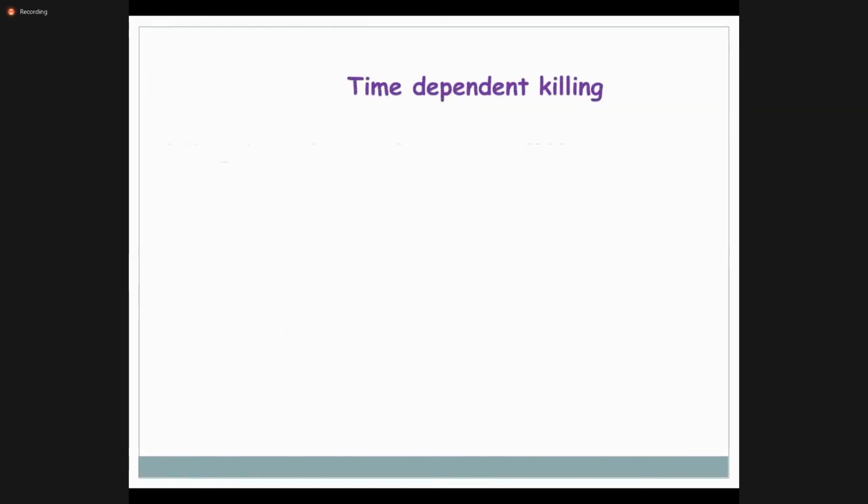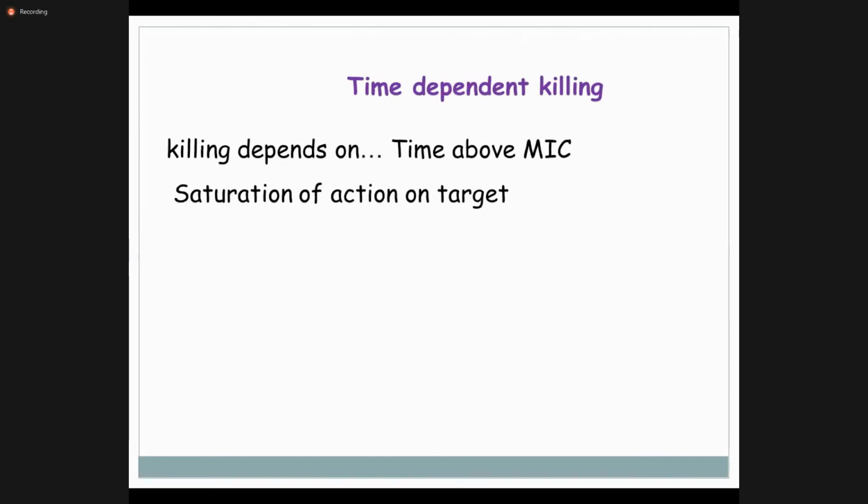Time dependent killing depends on time above the minimal inhibitory concentration and saturation of action on the target. Beta-lactam antibiotics and vancomycin are the key examples that follow time-dependent killing. So how much time is required to reach the minimal inhibitory concentration at which it is going to start its activity.